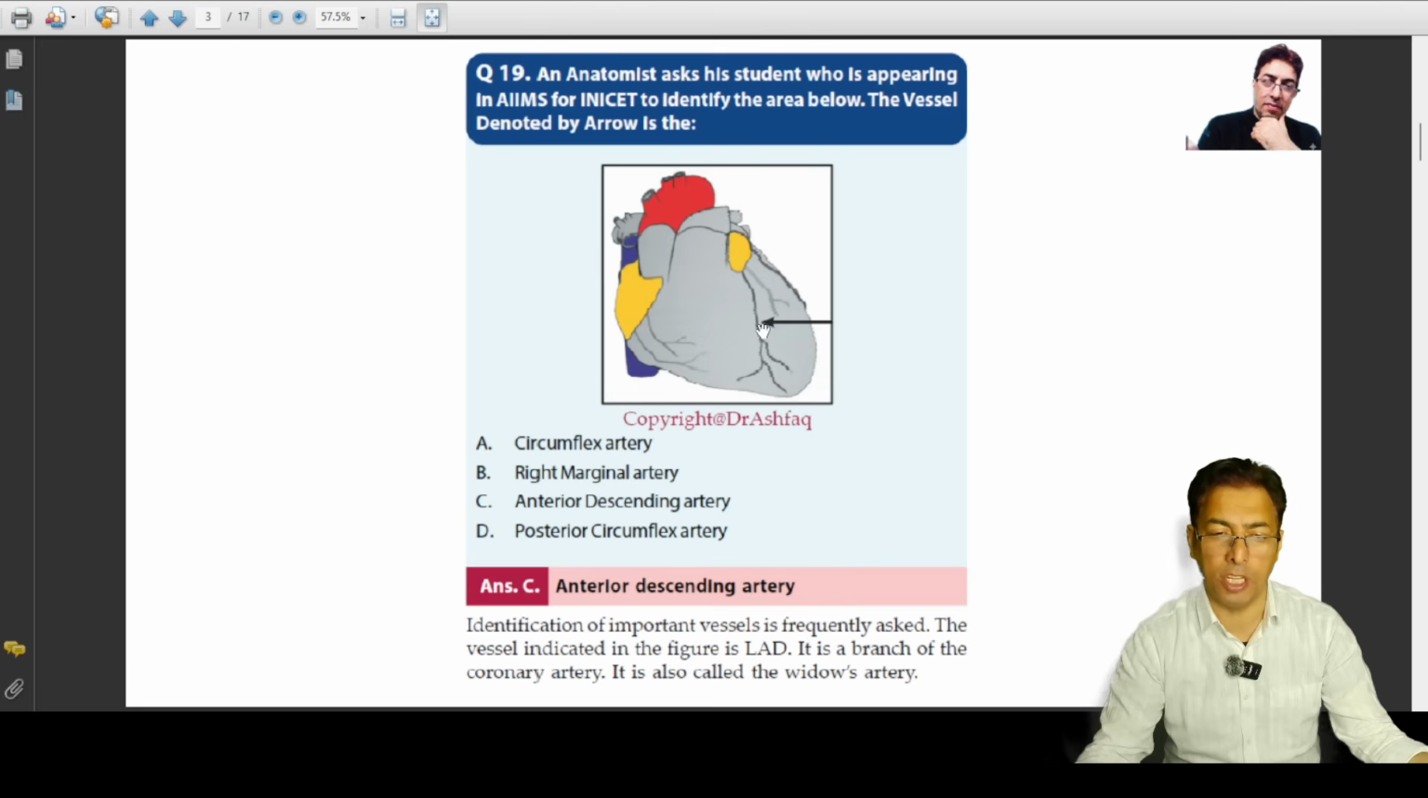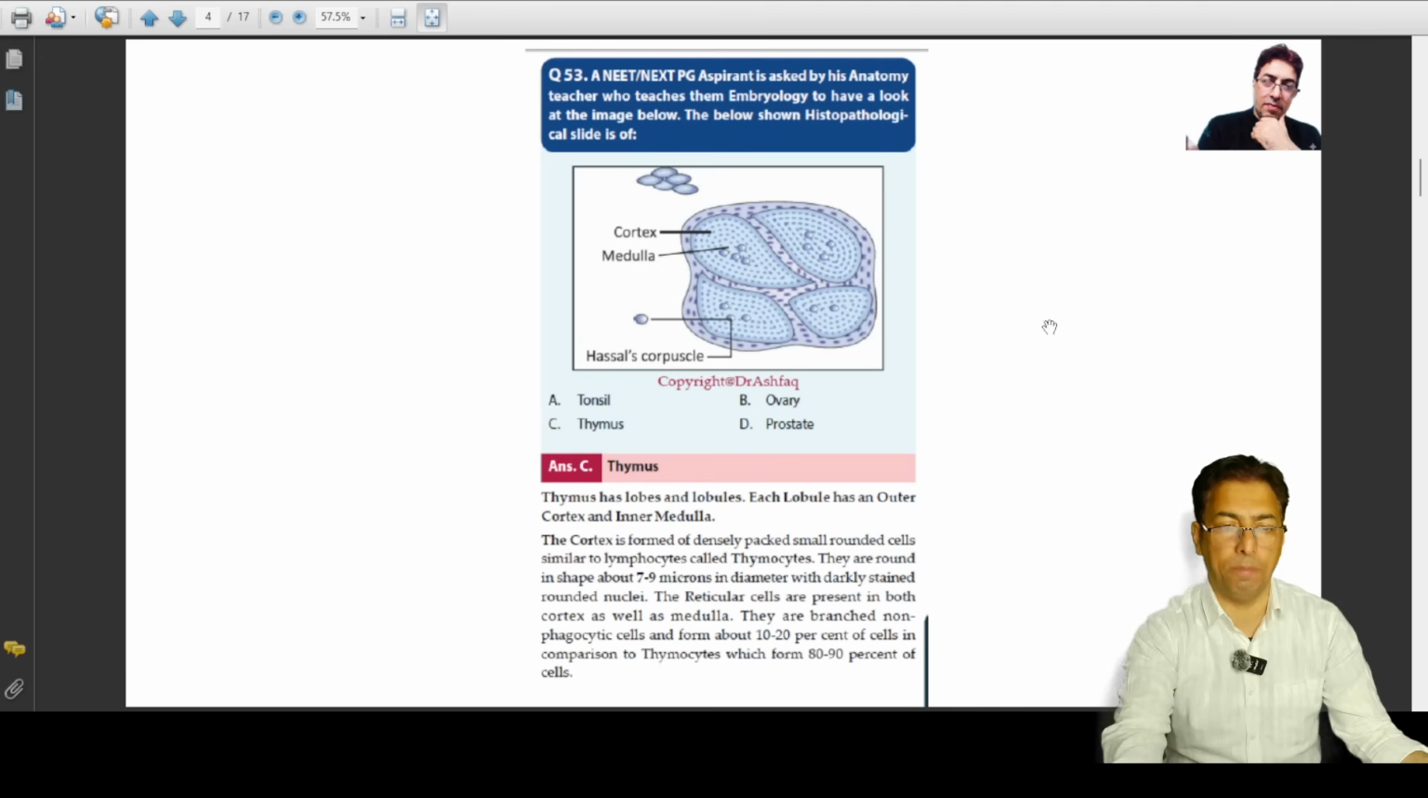This is an image-based question, and you are just asked to identify the vessel running in this groove. The vessel is the left anterior descending artery, which is a branch of the left coronary artery. As far as the functional significance of this artery is concerned, it is also given the name widow's artery, and it is one of the common vessels to get blocked and can cause a massive MI because it supplies a large portion of the left ventricle especially. So this is the identification and image-based question which is asked in the NEET PG and FMG examinations.